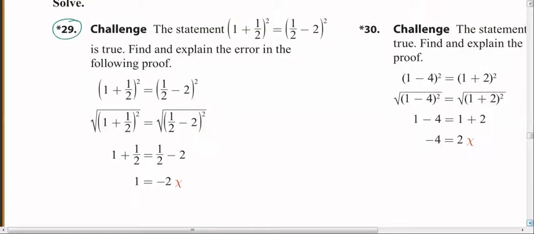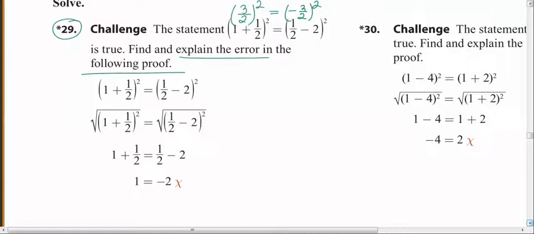Alright, one problem for today. Let's see, 29. The statement: the square root of 1 plus 1/2, squared, equals 1/2 minus 2, everything squared. Find and explain the error in the following proof. Let's see what's happening here. Well, obviously, the two statements are equal. First of all, this one is what? 1 plus 1/2 squared. That gives me 3/2, right?